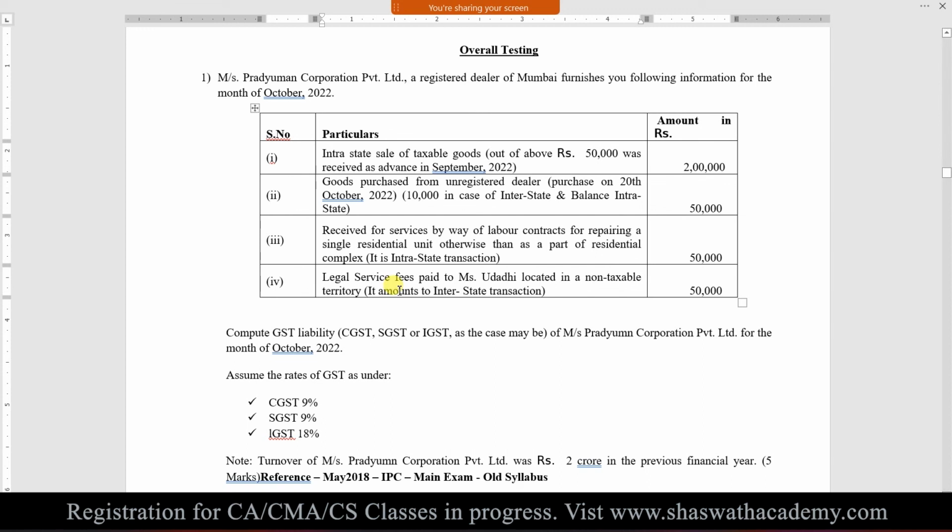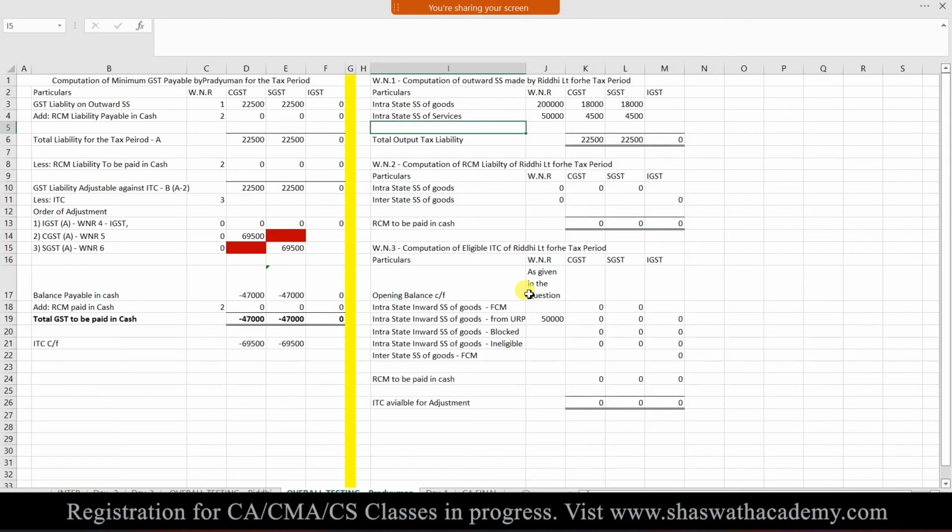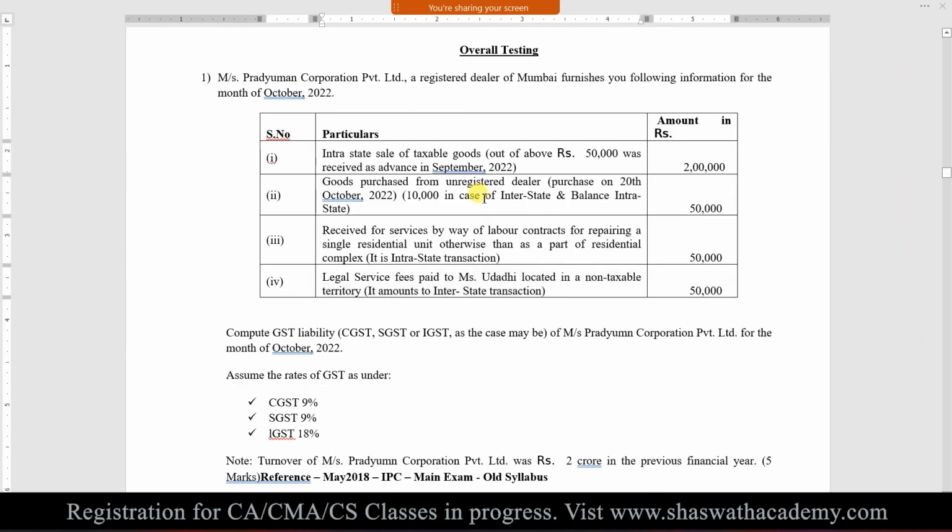Tell me, my dear, legal service paid to Mr. Uday, interstate supply 50,000. What is this? Inward supply or outward supply? Fees paid. Inward or outward? Inward supply, on which tax is payable under RCM. Yes, legal services. So straight away I am going here: inward, interstate supply of services, RCM transaction, amount is 50,000.